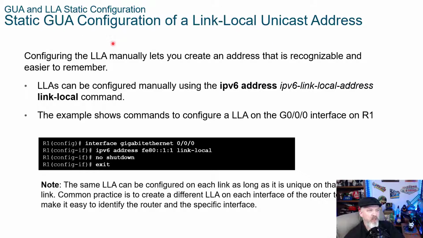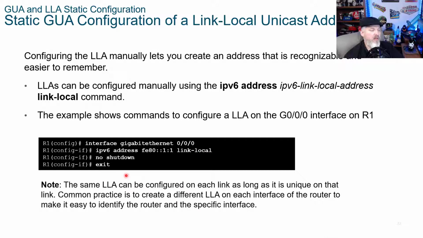Static configuration of a link local unicast address. Configuring the LLA manually lets you create an address that is recognizable and easy to remember. LLAs can be configured manually using the ipv6 address command, then your v6 address, then the link-local keyword, and that sets it as a link local. This example shows configuring: we go into interface gigabitethernet 0/0/0, ipv6 address, we put in our v6 address, space link-local, no shutdown and exit.